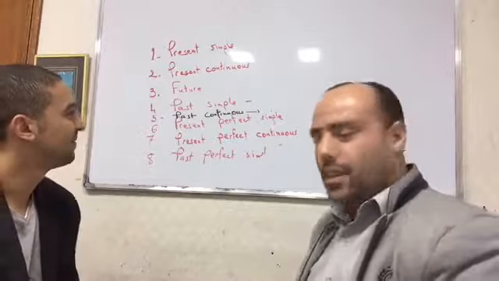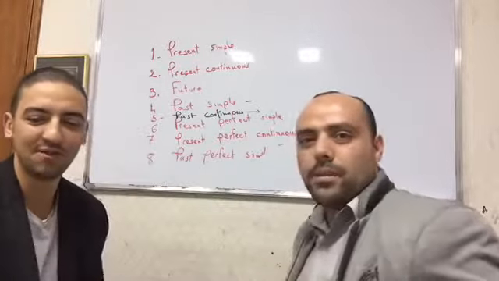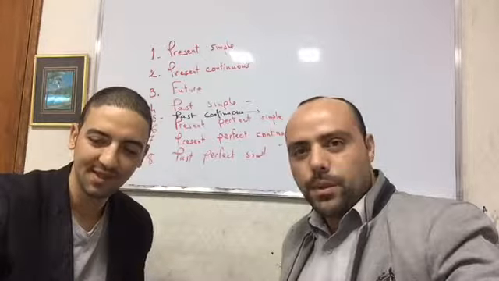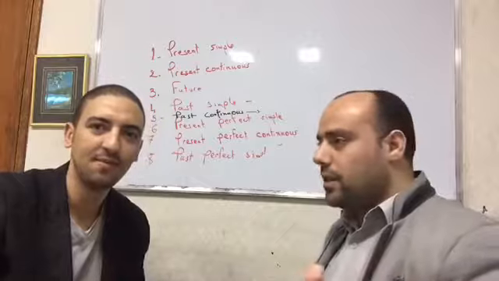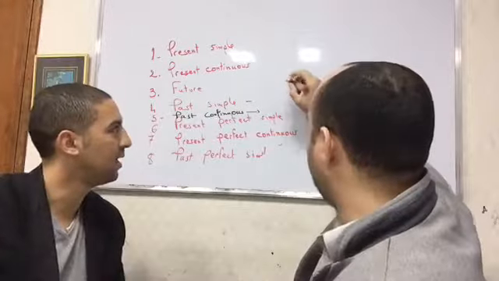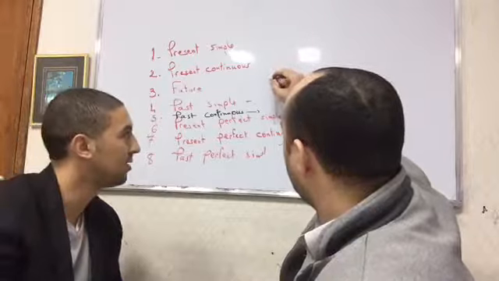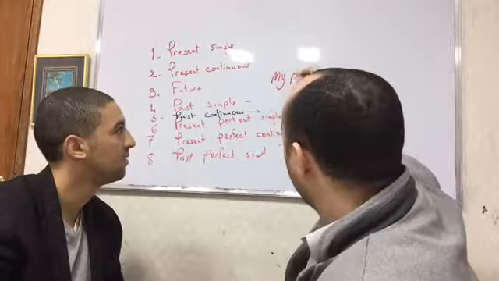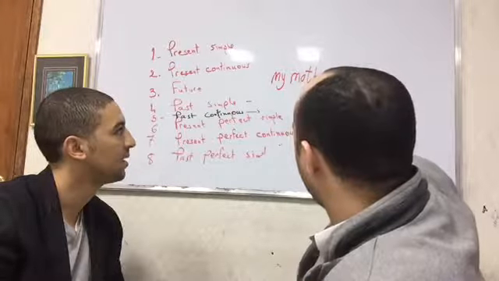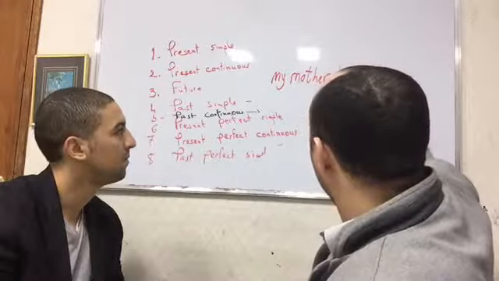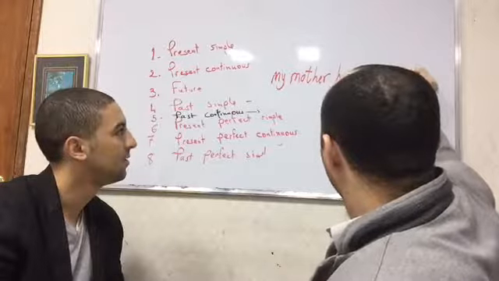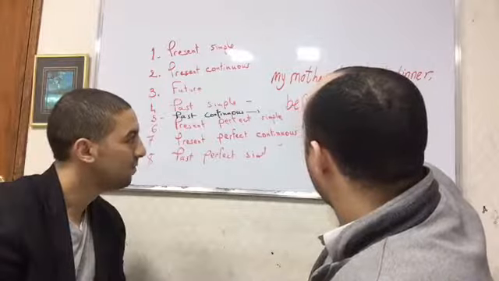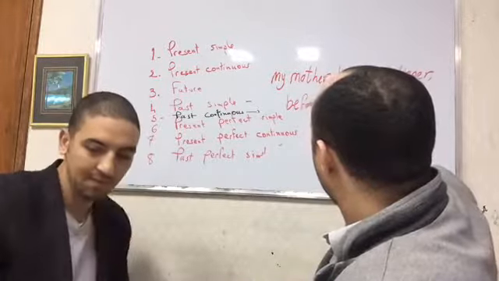Alright, so here I'm going to tell you about the formation of the past perfect simple. Can you give me an example? For example, my mother had made dinner before I came.